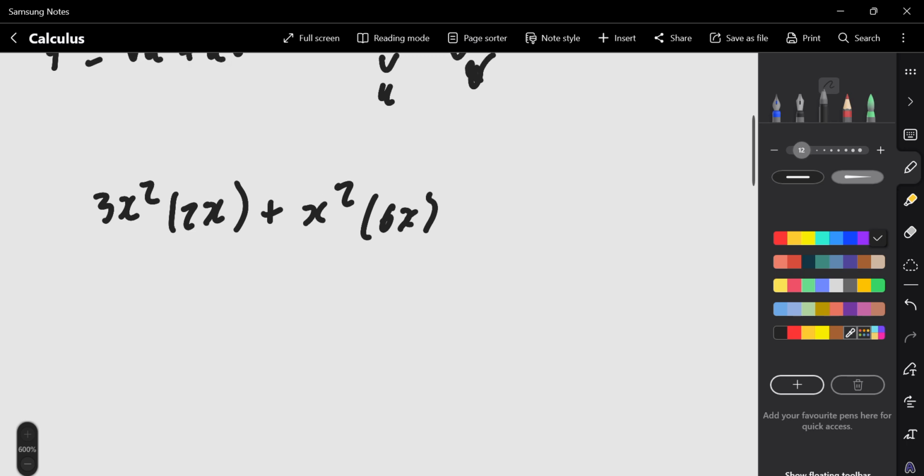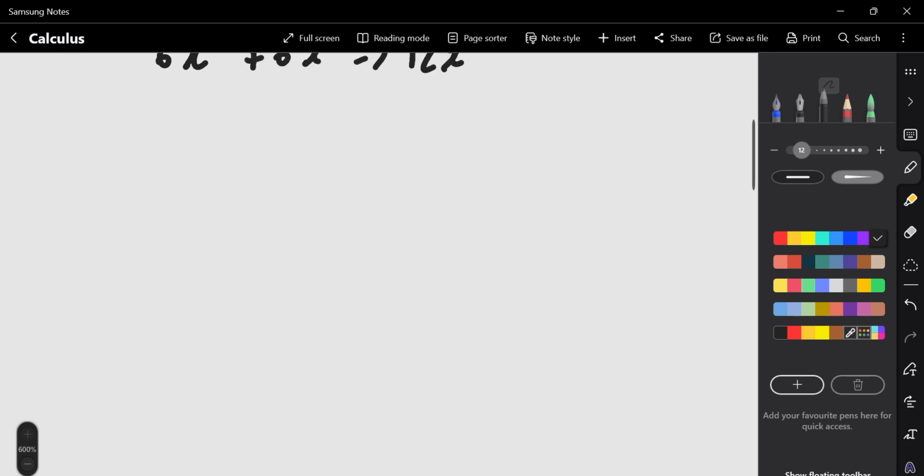Times through everything, so we're going to get a 6 and an x cubed. For here, we're going to get a 6 and an x cubed. Oh, wow, this is working out nicely, isn't it? And this is going to be 12x cubed. Nice. Let's do some examples. Let's let you guys do some.